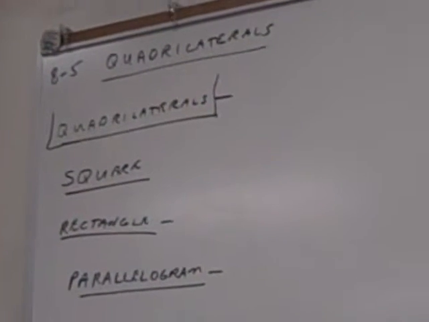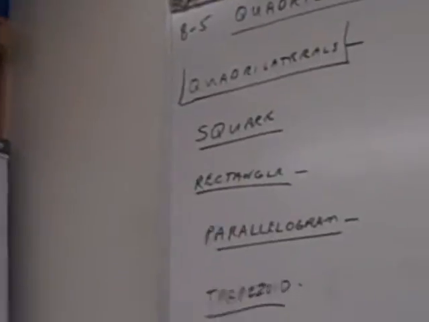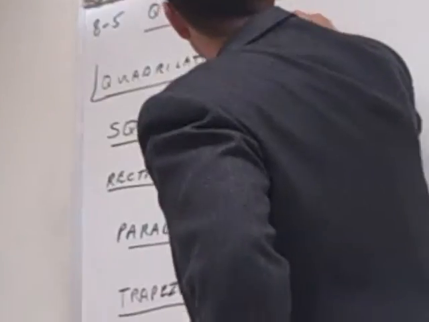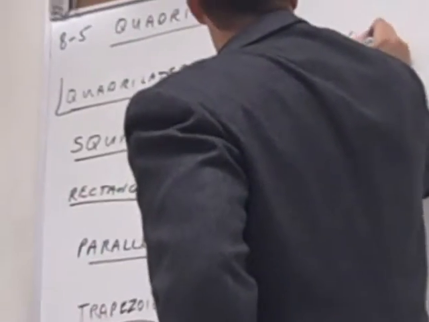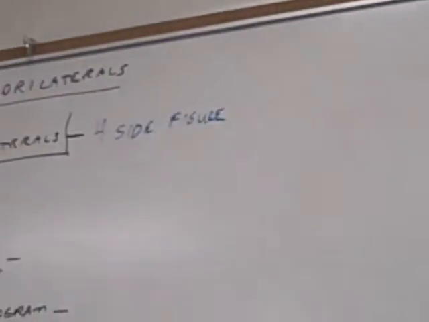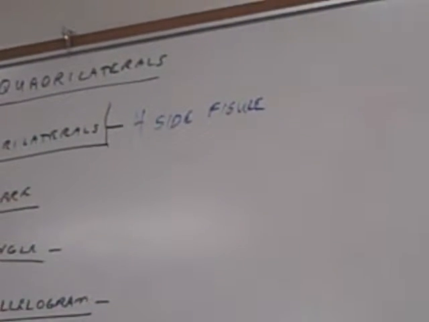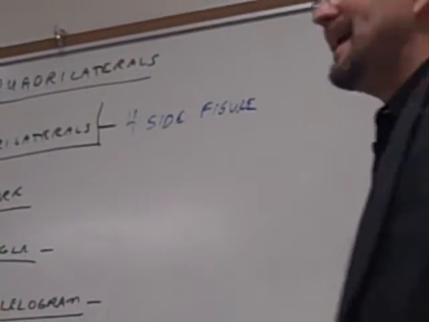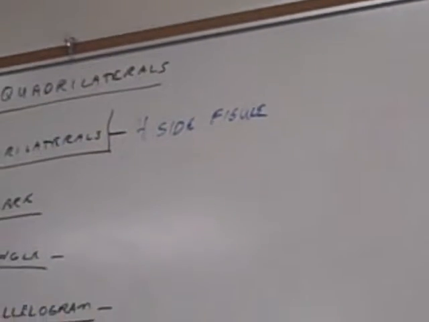So, let's quick review. What is a quadrilateral? Four-sided figure. This should be a quick review. It's already in our notes. We're putting them in again, so we won't have to look so far to find it.